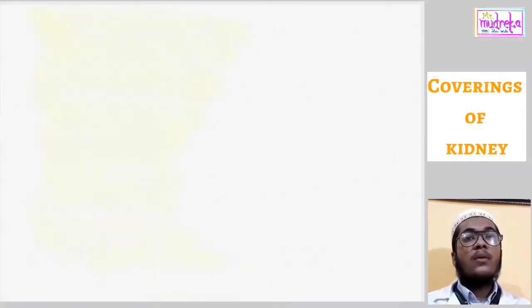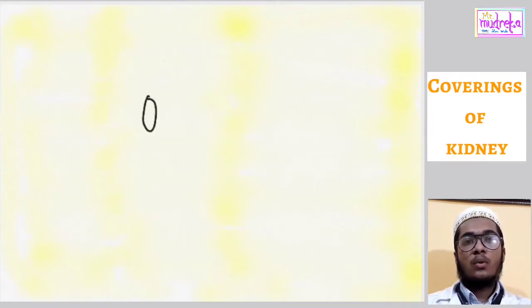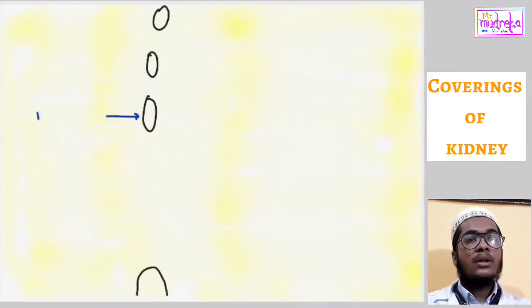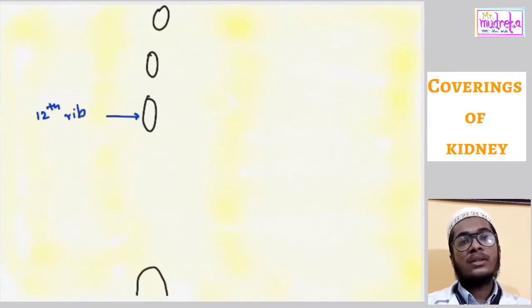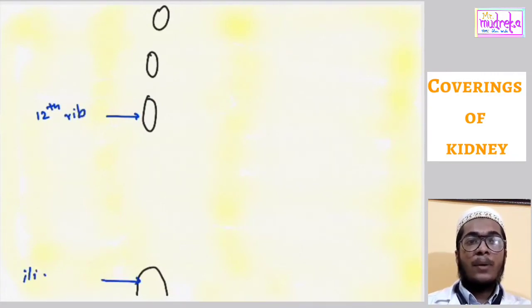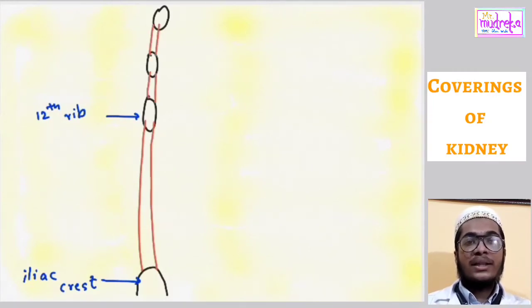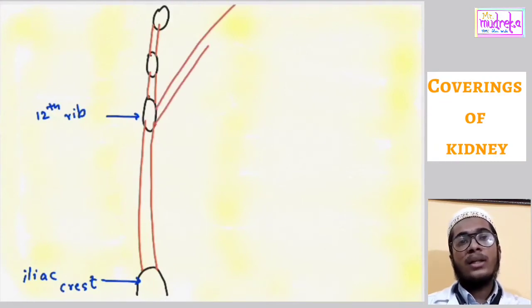Now let's see the capsules one by one. First of all, we will see the fibrous capsule or true capsule. It is a thin membrane which closely invests the kidney. It is formed by the condensation of the fibrous connective tissue in the peripheral part of the organ, and it is readily stripped off from the surface of the normal kidney. The capsule passes through the hilum to line the renal sinus and becomes continuous with the walls of the calyces where they attach to the kidney. If the kidney is inflamed, this capsule becomes firmly adherent to the organ and cannot be stripped off.